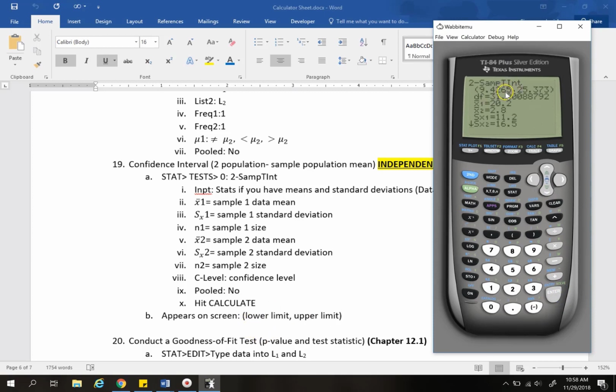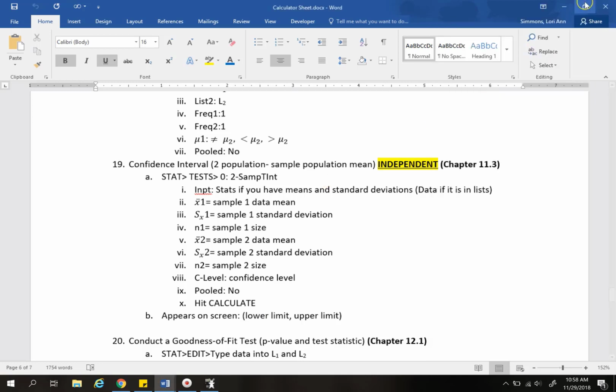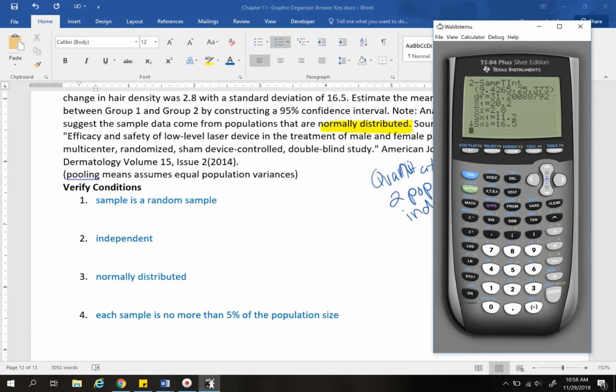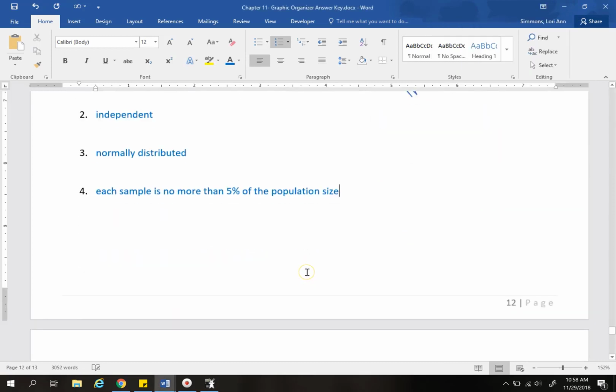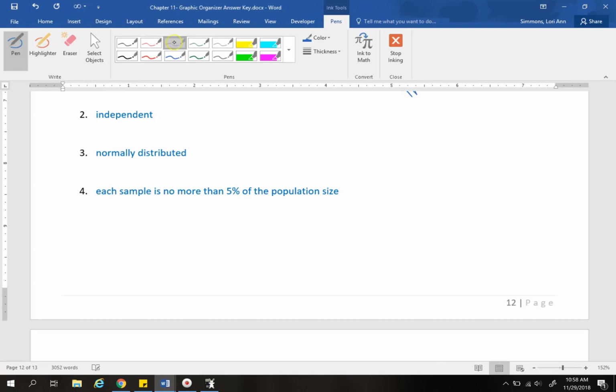So our lower bound is 9.43 and our upper bound is 25.37. Lower bound 9.43, upper bound 25.37.